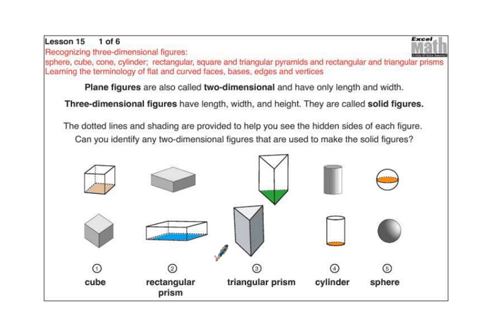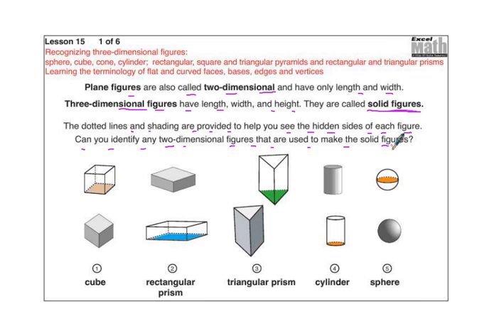Here we go. Plane figures are also called two-dimensionals, and they have length and width. Three-dimensional figures have length, width, and height. The last lesson we did was on two-dimensional shapes. This is going to be on three-dimensional shapes. They're called solid figures. The dotted lines and shading are provided to help you see the hidden sides of each figure. Can you identify any two-dimensional figures that are used to make the solid figures?